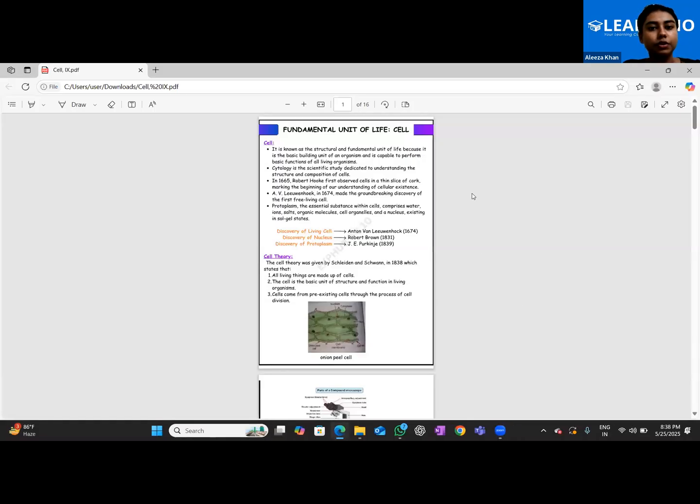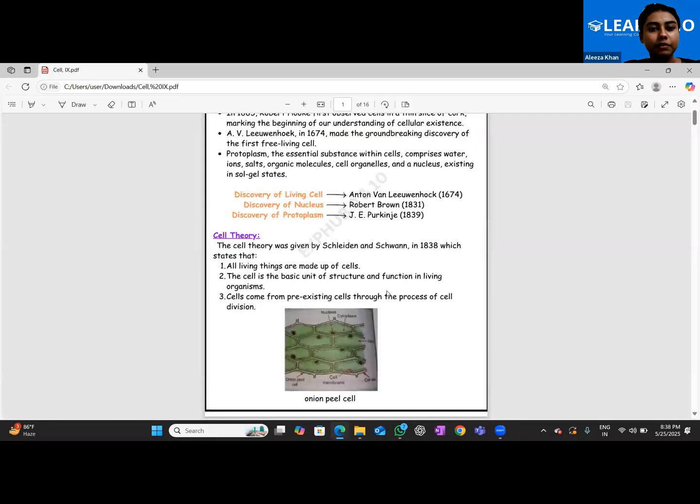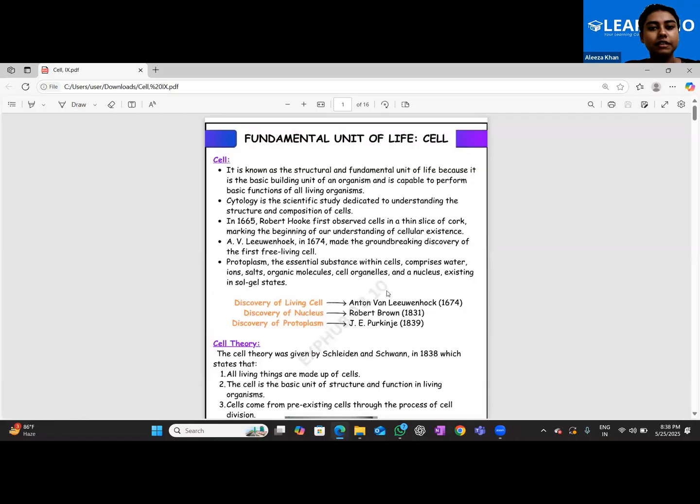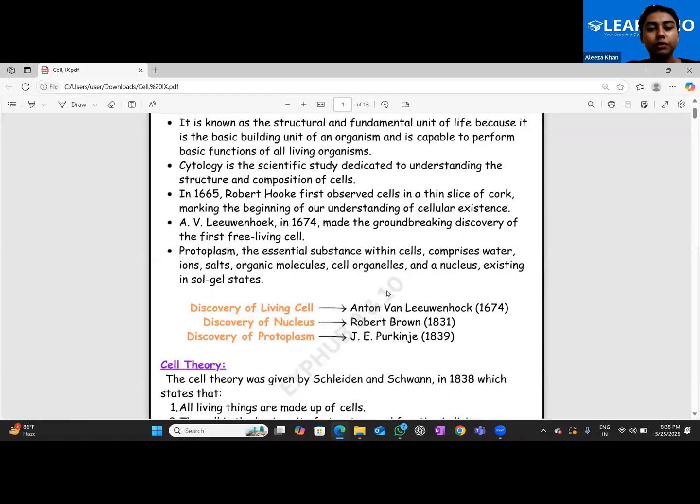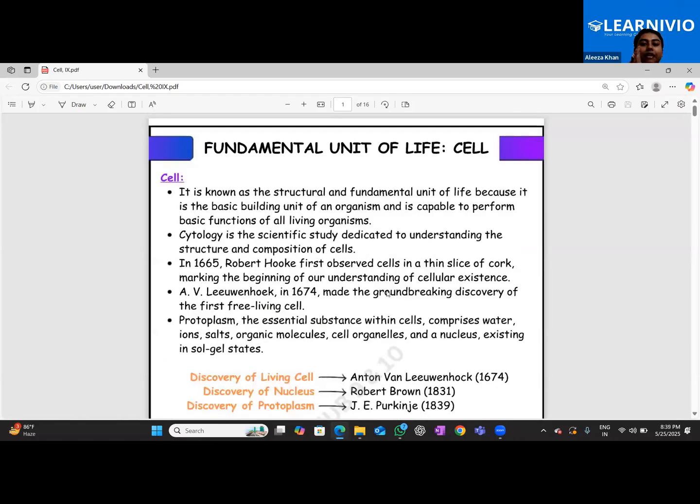Okay. So we'll start with the chapter Fundamental Unit of Life, which is the cell. Okay. So Abdullah, can you tell me what exactly is the cell and why we are calling it the fundamental unit of life?